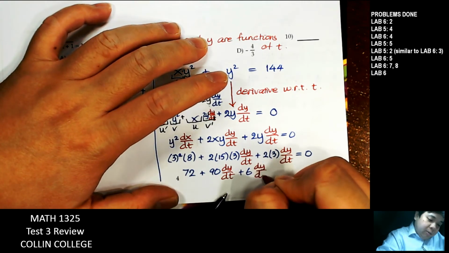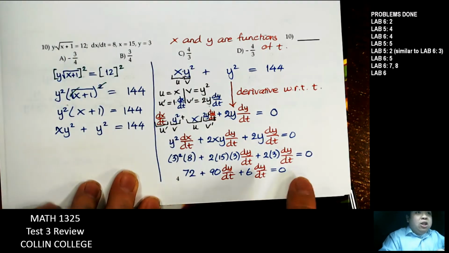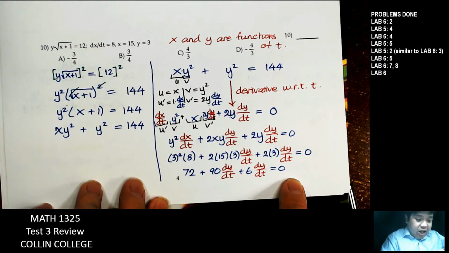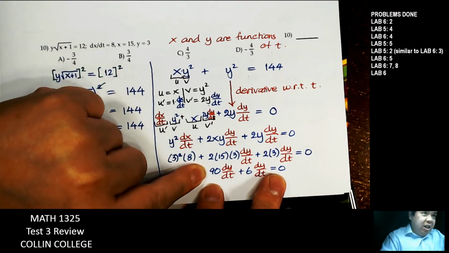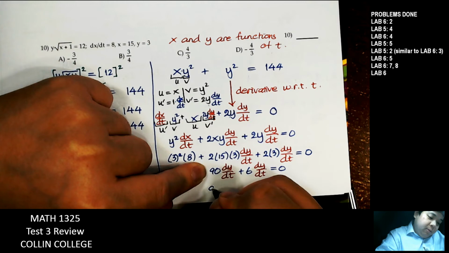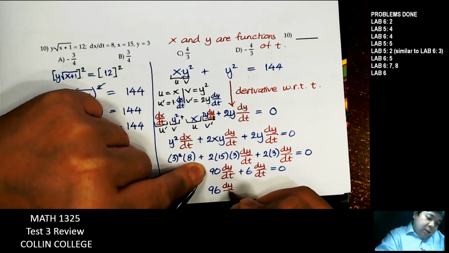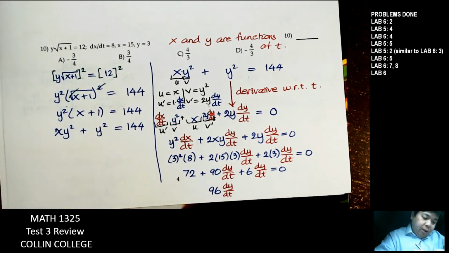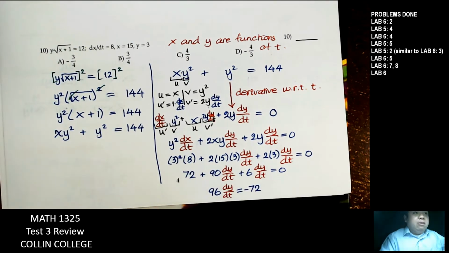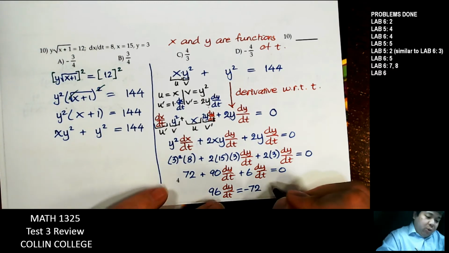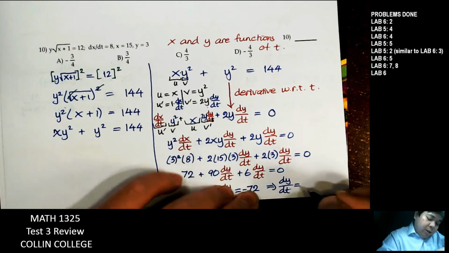Right, now just do the math. Notice there are 3 terms, and we just do each term. We do not combine all those numbers here. That would be terrible. Completely wrong. 3 squared times 8 will be 72. 2 times 15 is 30, times 3 will be 90, so 90 dy over dt. And this is 6 dy over dt.